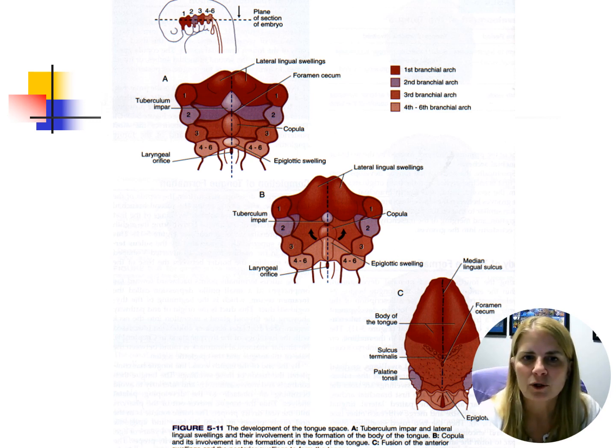Then the number 2 here, we see is going to be encompassed by the anterior lingual swellings, because that's where the tuberculum impar is. Number 3 is behind the sulcus terminalis. That's the copula that is going to make the base of the tongue. And then we've got the epiglottal swelling, and that's coming more from branchial arch 3. And then the epiglottal swelling is going to turn into the epiglottal region, or the epiglottis. And that's coming from branchial arches 4 through 6.